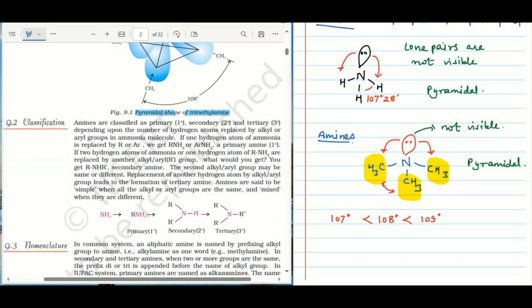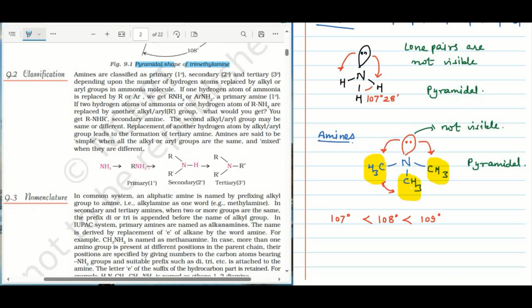Now come to the classification. Amines are classified as primary, secondary and tertiary, depending on the number of hydrogen atoms replaced by alkyl or aryl groups in the ammonia molecule. If one of the hydrogen atoms of ammonia is replaced by an alkyl or aryl group, you will get RNH2 or ArNH2. This is the primary amine.